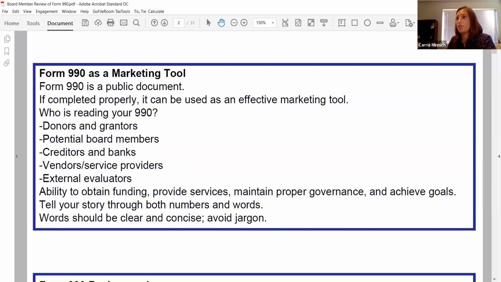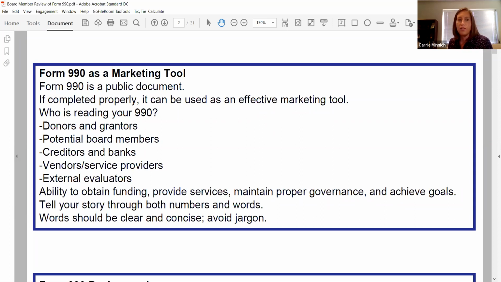So who is looking at your 990? Donors, grantors, potential board members, external evaluators. So you have a lot of different people looking at your 990. So you want to make sure that what you're portraying gives off an accurate picture of your organization. The readers are using your Form 990 to make decisions that really affect your organization's ability to obtain funding. Can you provide services accurately? Are you maintaining proper governance? And are you achieving the goals for which it exists?